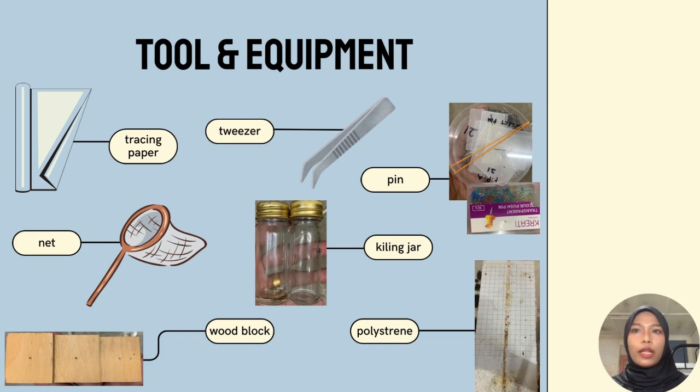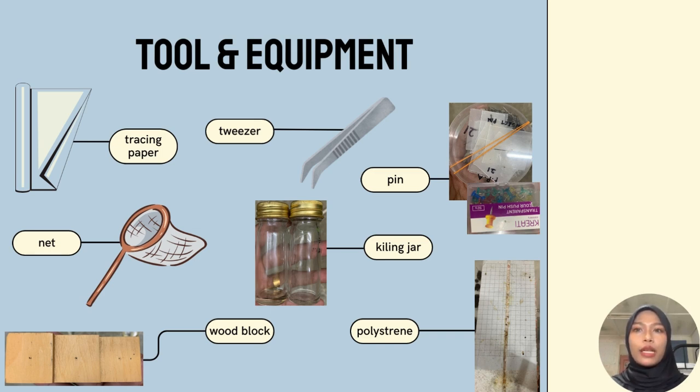This is the tool and equipment that I use in doing this activity. Firstly, I need a net to capture the insect. The net that I use is a sweeping net because this net is the easiest net to capture the insect I want. Next is the killing jar and its killing agent. I need this to kill the insect that I have captured and to make sure they do not fight with each other when I put the insect inside the killing jar.